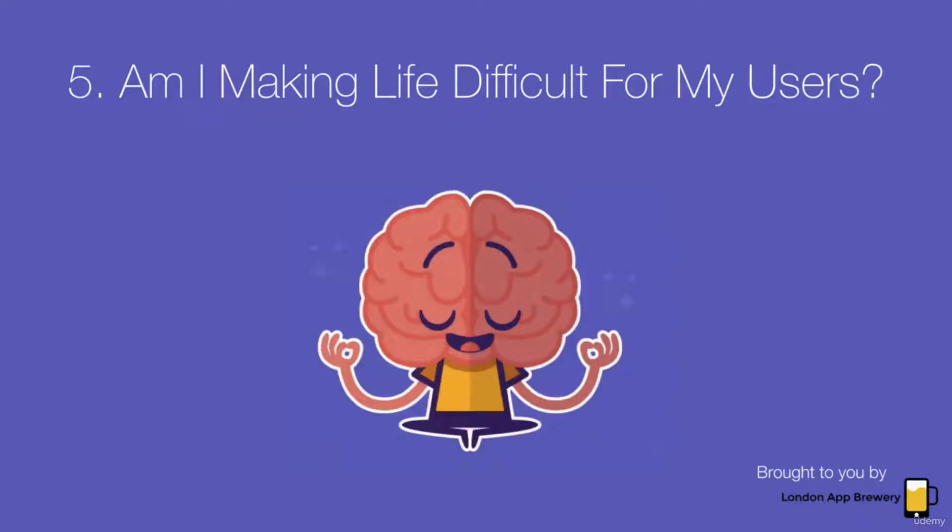Question number 5 is, am I making life difficult for my users? What does that mean? So you know how when you go and buy a laptop, you think about how much RAM is there in this laptop? How much memory does it have? Essentially, you're looking at, how many large programs can I run simultaneously and have my laptop still working smoothly and not freezing on me? That's essentially what that question is.